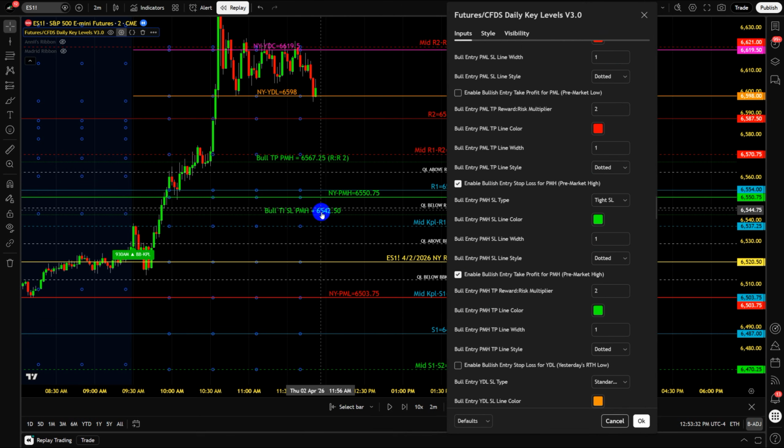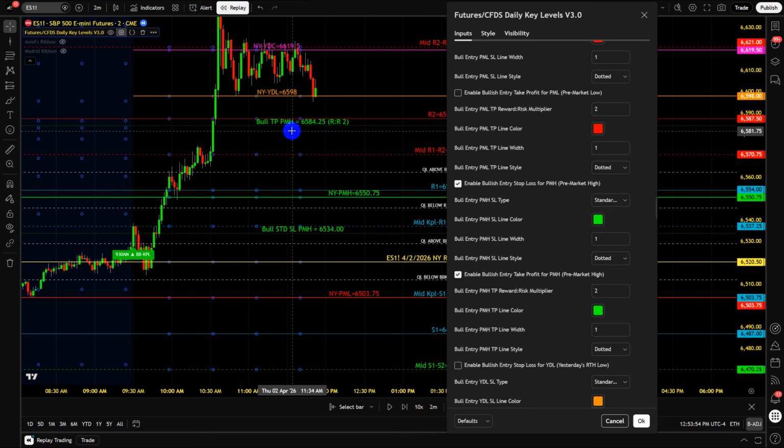So what this means is that the reward, the target, is twice the distance from the level that you're taking the trade from than the distance of the tight stop loss. If instead we were using a standard stop loss, as you can see, it would increase because the stop loss has increased. Now the take profit has also increased because we're still at a 2-to-1 ratio. And since the distance in the stop loss has increased, the distance in the target has also increased.